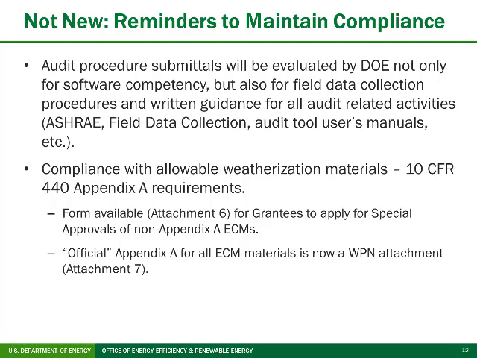To do that, in Attachment 6, there's a special form that has been produced to make it simpler for grantees to apply for a special approval of a non-Appendix A energy conservation material. So keep in mind that Attachment 7 contains all approved materials, and if they're not on that list but you'd like to install it, you can make a request of DOE to add that to your program. You can make that request one time, have it added to your program, and for the future, when you come back for audit renewals, that will be included in your audit renewal.